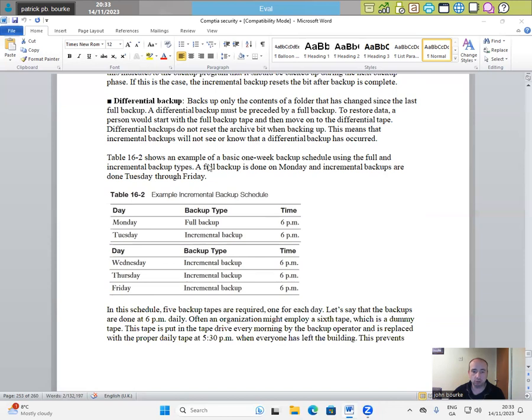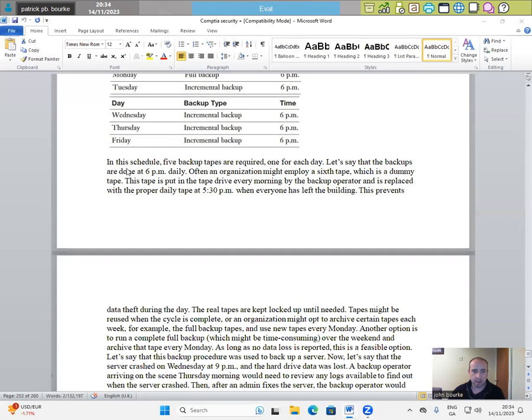Table 16.2 shows an example of a basic one-week backup schedule using the full and incremental backup types. A full backup is done on Monday and incremental backups are done Tuesday through Friday. In this schedule, 5 backup tapes are required, one for each day. Let's say that the backups are done at 6 p.m.